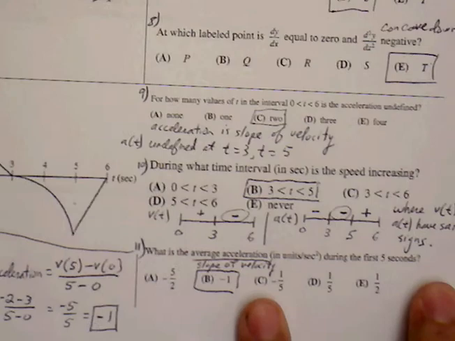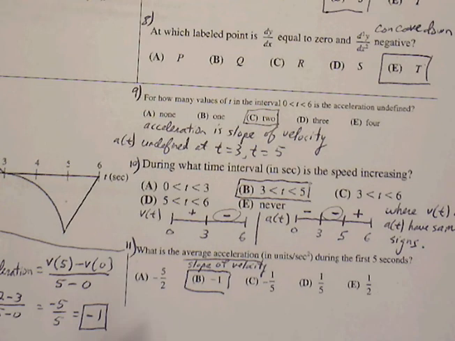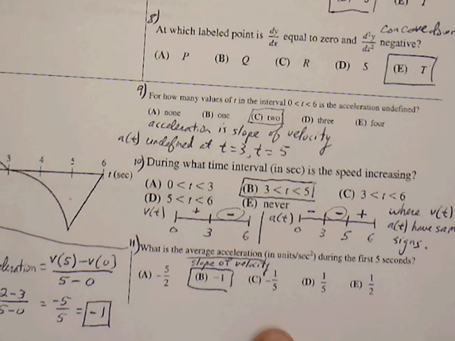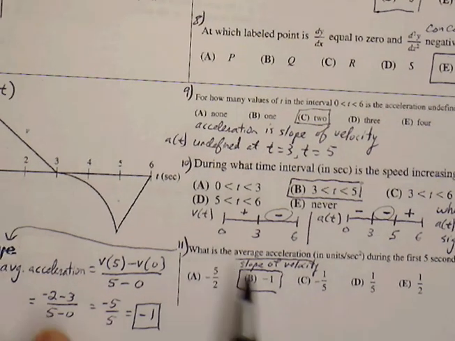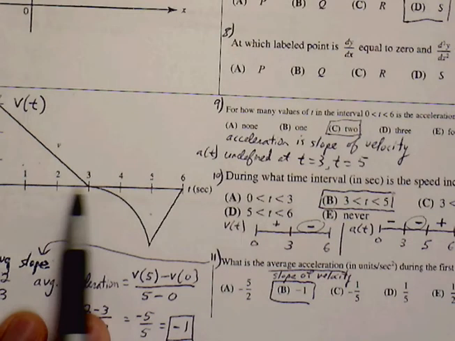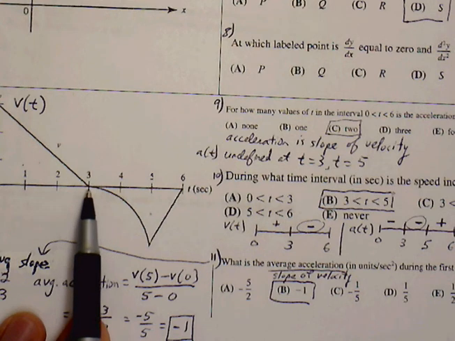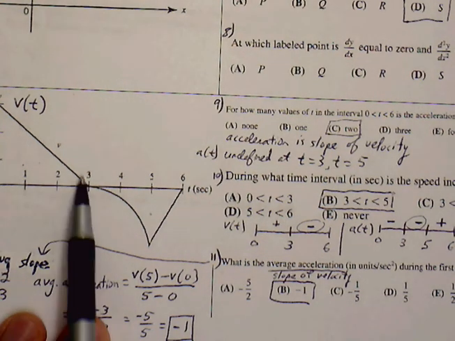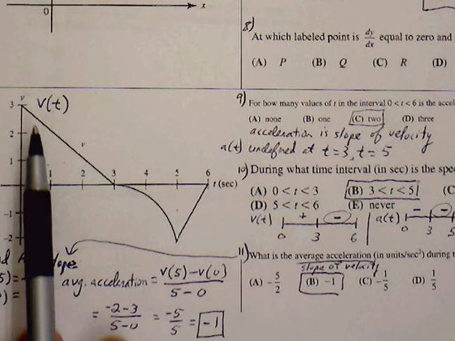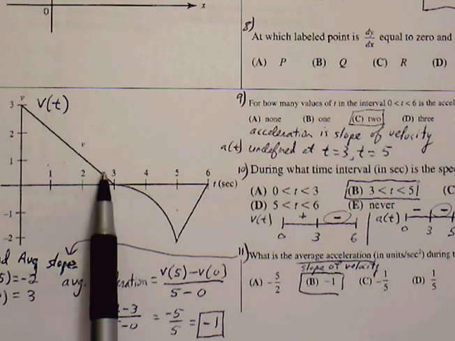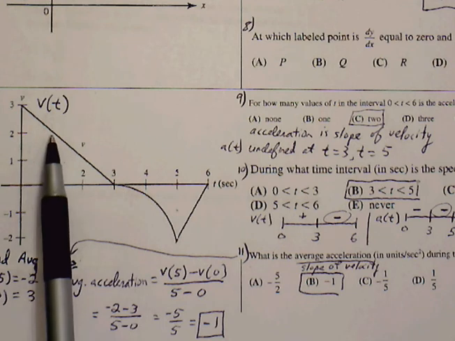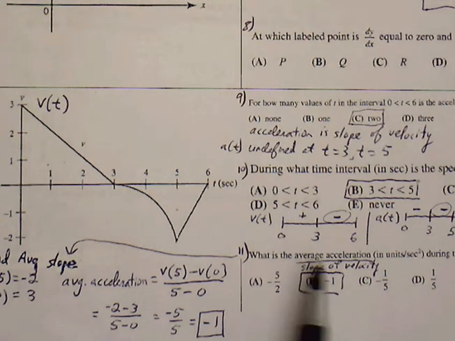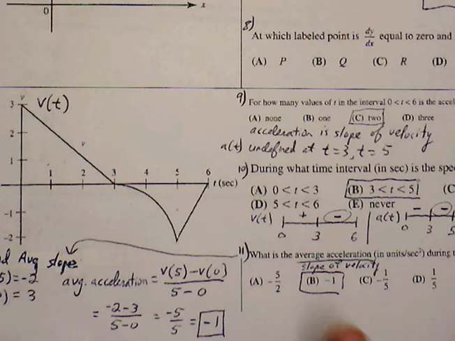Okay, number 10, during what time interval is the speed increasing? So speed is increasing when acceleration and velocity have the same signs. So let's create a sign line for velocity. For velocity, we see that velocity is going to be 0 at 3, and then this portion is above the x-axis, so this is a positive velocity, and then here we have negative velocity, so we can put that on the sign line.